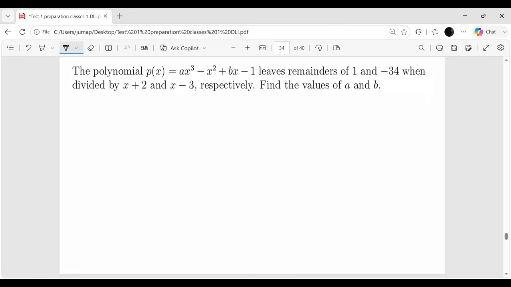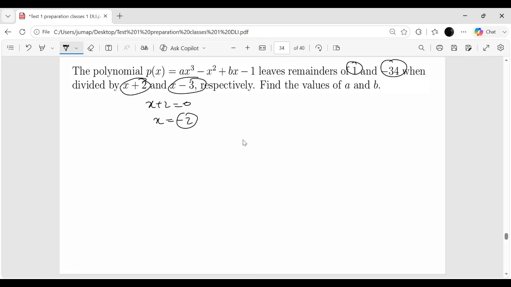The remainder theorem says that if you have a divisor, then this divisor is leaving a remainder. When you replace that value of x, for example, x plus 2 is equal to 0, meaning x is equal to negative 2. When I plug in this negative 2 into this function, I must get the remainder, which is the first one. They said respectively, meaning that this one is for this one, and this one is for this one.